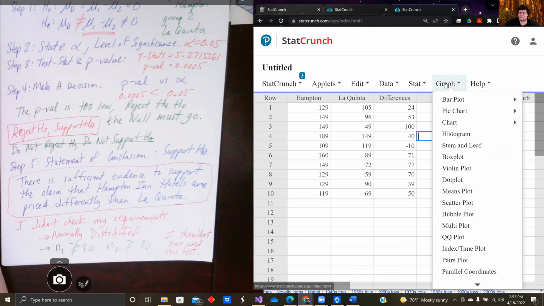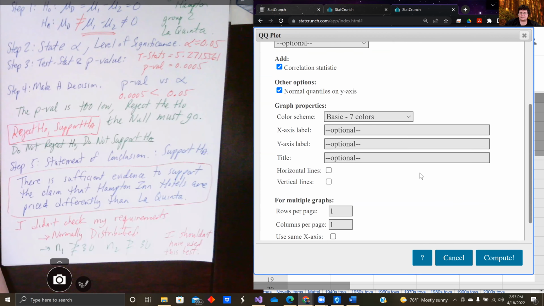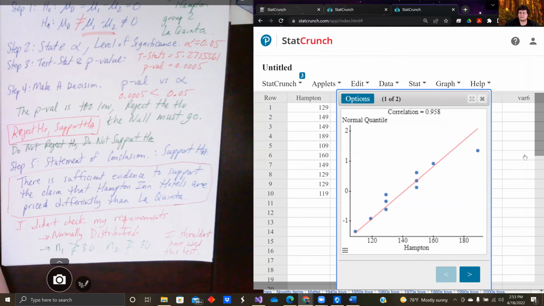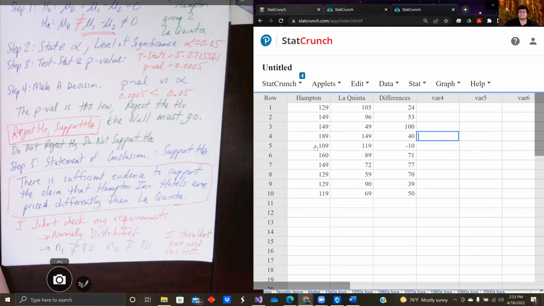We could look at the QQ plot though. Let's take a look at those. We'll add correlation statistic. We'll do normal quantiles on the y-axis. And that all looks pretty linear. And that one looks pretty linear too. So it might still be good, but we can't guarantee it because of that outlier. Any questions on that one?